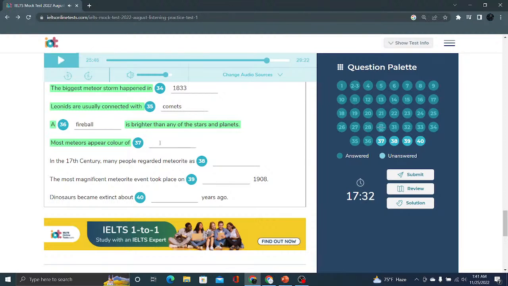Okay, the answer would be white. As he was saying, the lady was asking what colors do meteors have, and he was replying that usually most meteors look white. Most, okay, that's why the answer would be white.